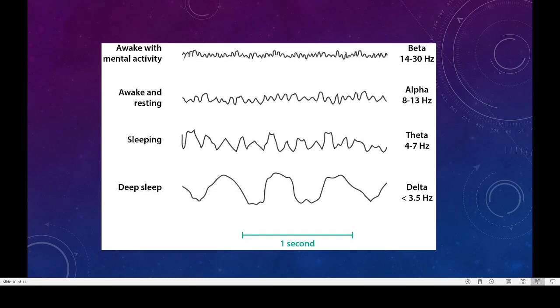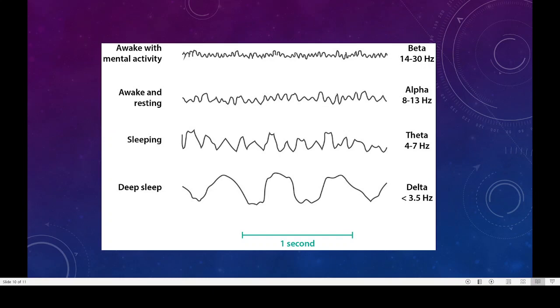Then we have beta waves. Beta waves are the most common type of waves, and they occur when one is alert and focused on solving a problem. For example, you are working on a maths problem or a physics problem or a genetics problem. During this time, your brain is active, and the brain is producing waves known as beta waves. Beta waves are the most common type of waves when you are in your normal waking state.